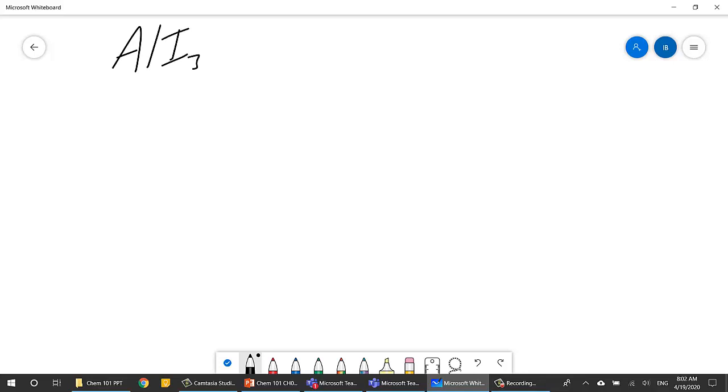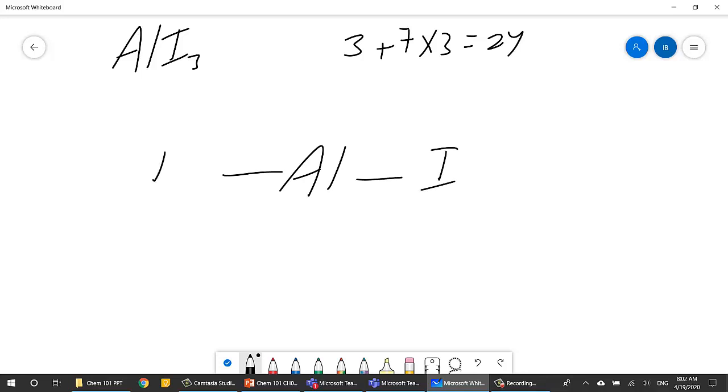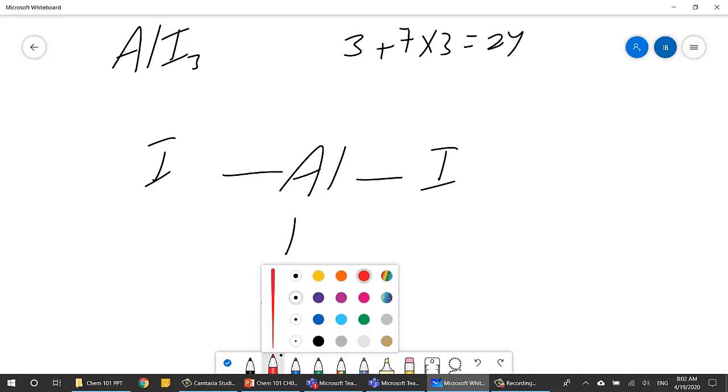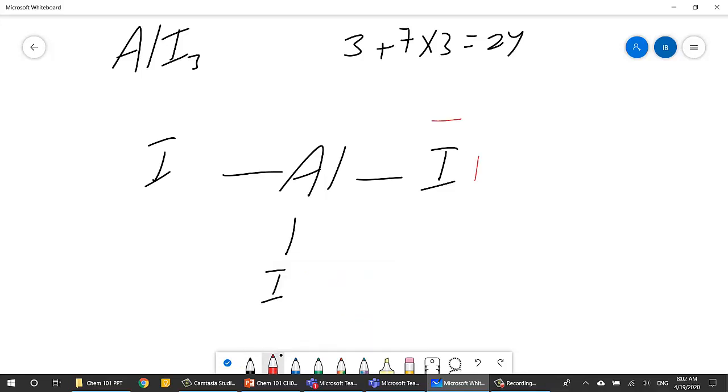So if you want to do the Lewis structure for this, aluminum is in the third group and therefore it has 3 electrons, and iodine is in the seventh group and this is 7 times 3, and you get here 24 electrons. If you do the Lewis structure for this, of course you have to do it in 90-degree angles, and you need to distribute the rest of the 24 electrons. You can do that, satisfying the octet rule for iodine at least.